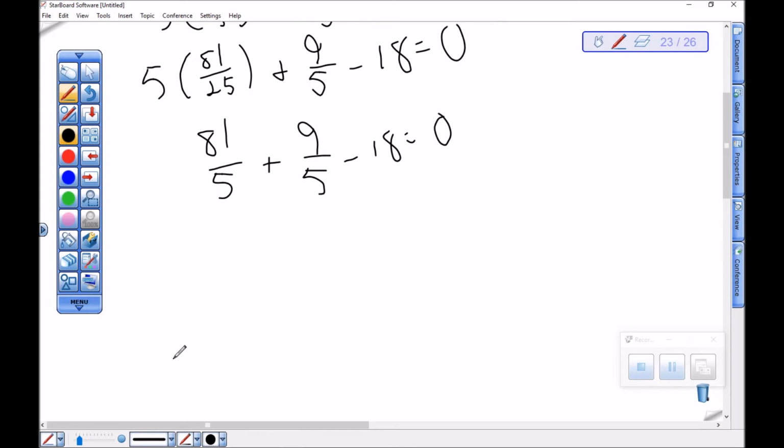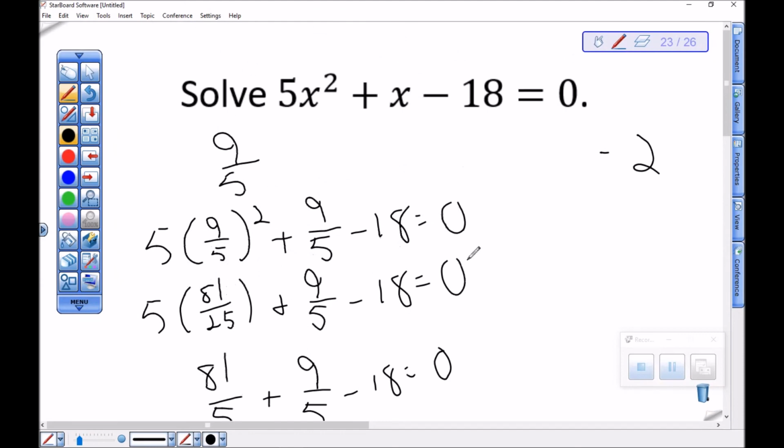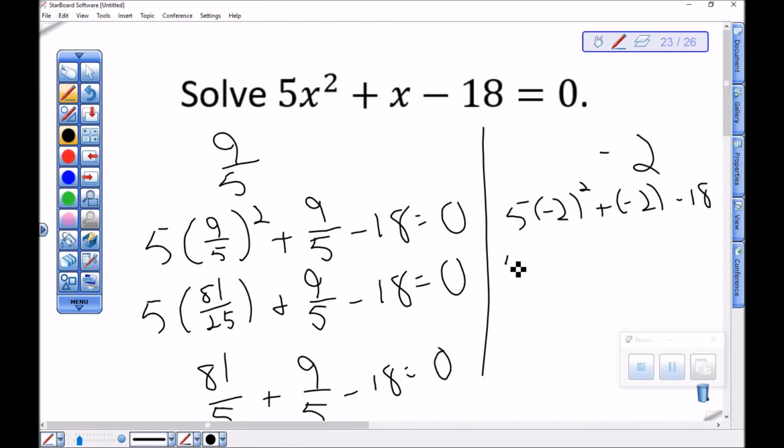81 fifths plus 9 fifths is 90 fifths, minus 18. 90 fifths is 18. That does equal 0. Great. So I know that 9 fifths is right. Let's check negative 2. 5 times negative 2 squared plus negative 2 minus 18 is 5 times 4 minus 2 minus 18, which is 20 minus 2 minus 18, and I know that that's 0, so negative 2 works as well. So 9 fifths and negative 2 are the two solutions to that quadratic equation.